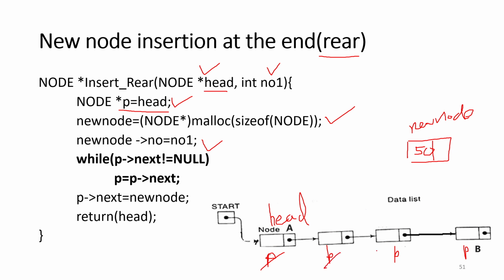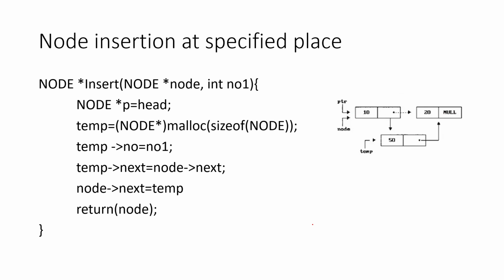So after moving, head is the same, but P is at the last place. Once you reach the last place, you have to set this link to point to the new node. That is P of link equal to new node. Return the head. This is how you can insert at the rear place or front place.